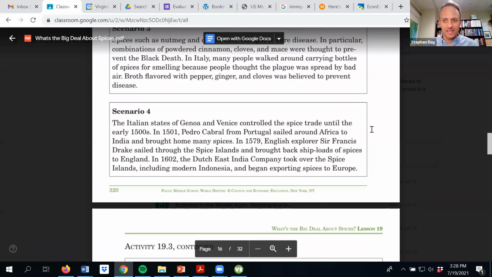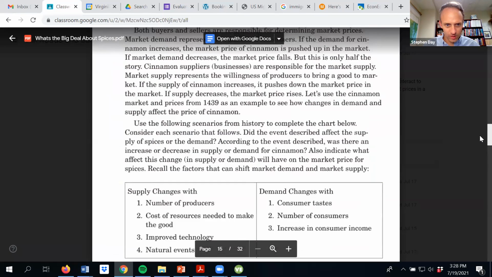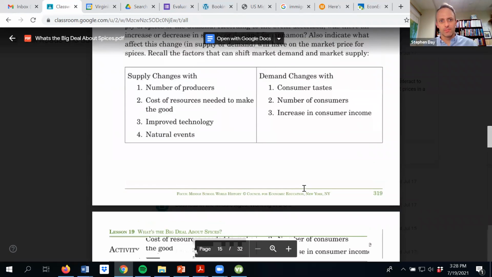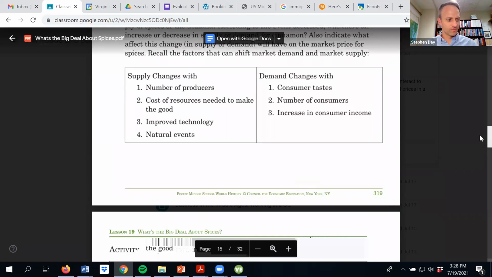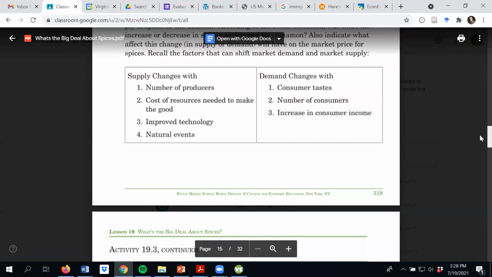Okay, so I think they're talking here about the supply chain. What do you think? Is that going to have to do with number of producers, cost of resources and technology, or natural events, or is it going to have to do with the consumers? What do you think, Bridget? This is a tricky one. I'm thinking it could go either one, really.